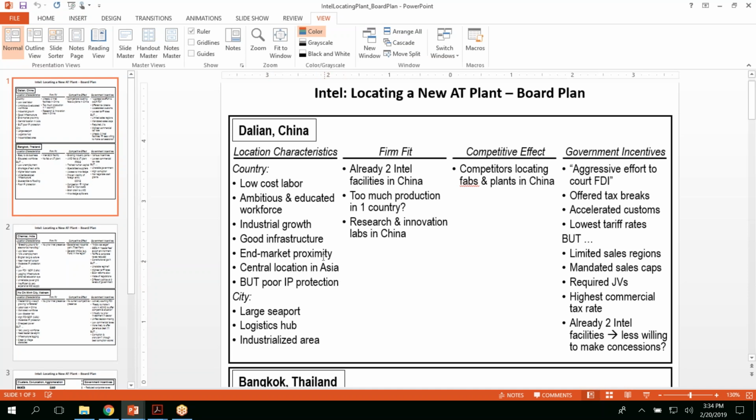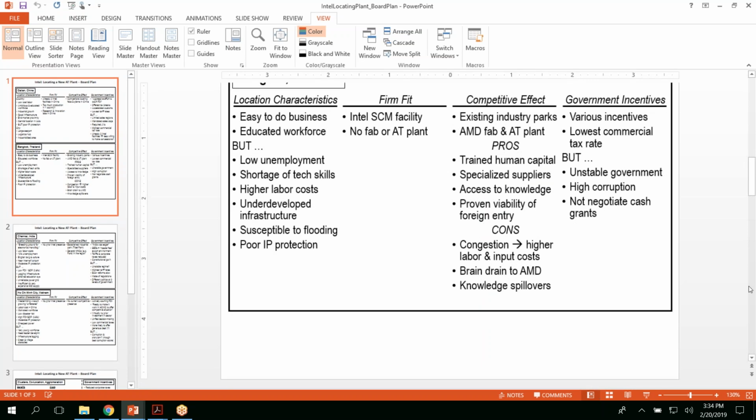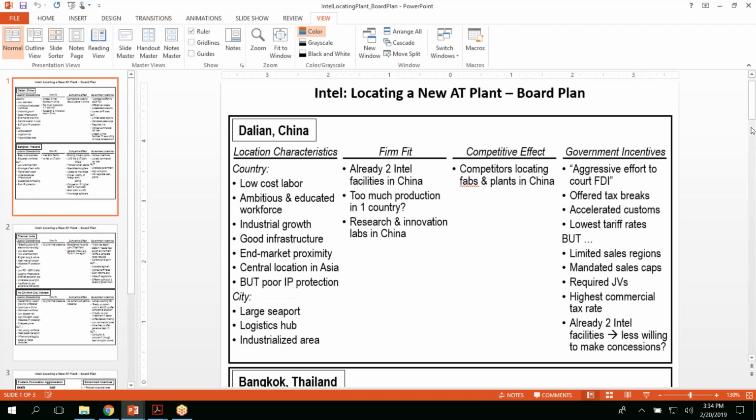That applies to other countries too, right? Exhibit 5 in the case has a rating of their intellectual property protection. I believe China and India are rated poor, Thailand and Vietnam are rated moderate, right? But other than that, the location has low-cost labor, industrial growth, good infrastructure, end market proximity, and Dalian is a large seaport, logistics hub, industrialized area. A lot of location characteristics are in favor of China.